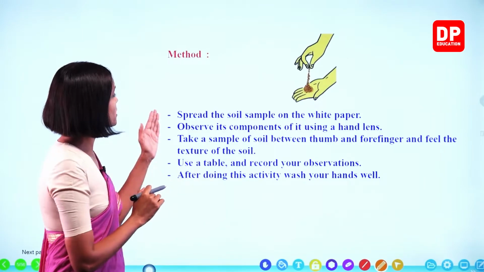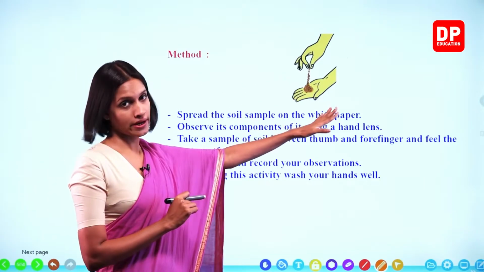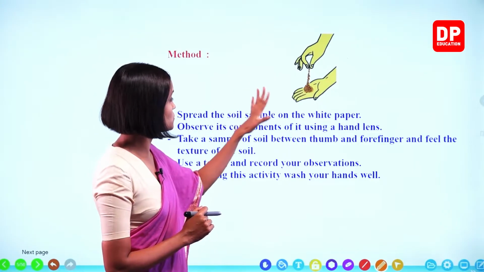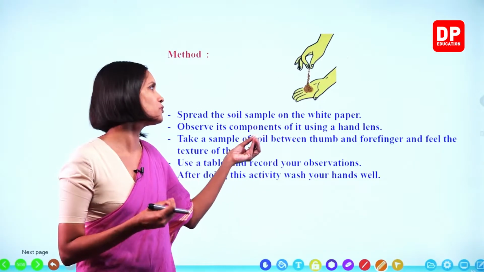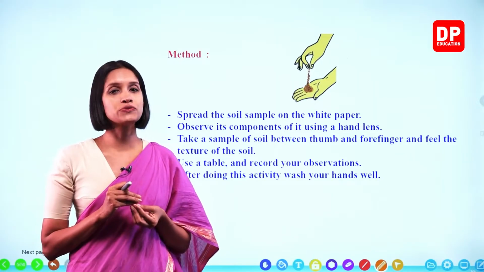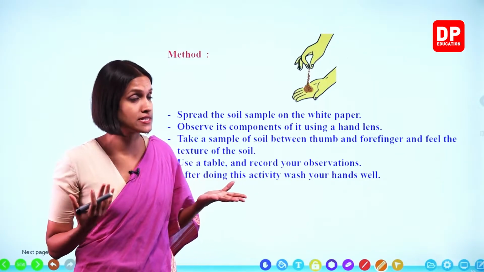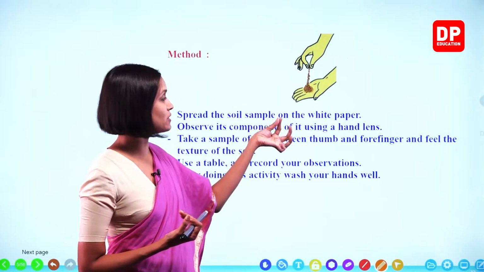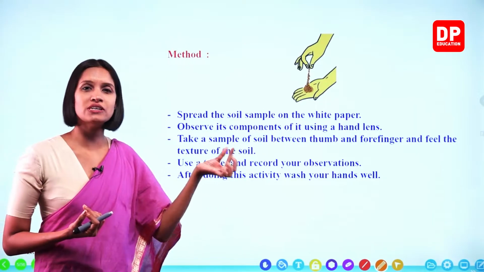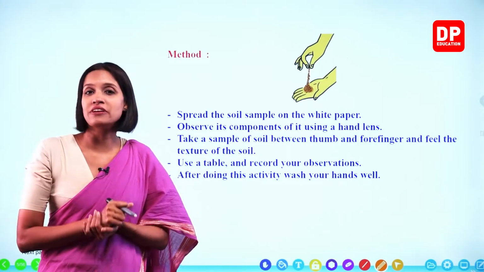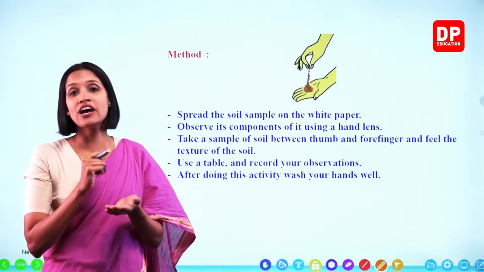Okay? So spread the soil sample on the white paper. Observe its components using a hand lens. Some components you can see very clearly, but some small components you can observe better using the hand lens, right? Take a sample of soil between thumb and forefinger and feel the texture. Texture means we are going to check whether what we feel with our fingers is smooth or rough, likewise.